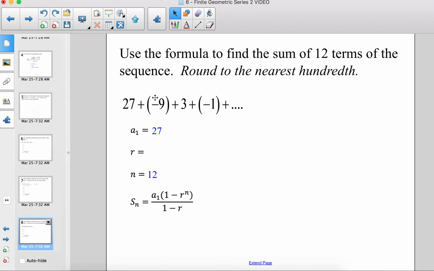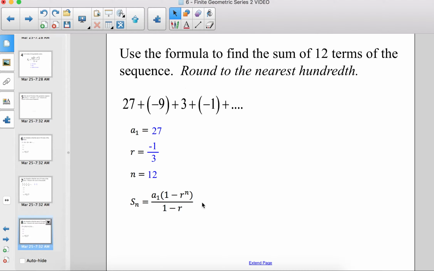If I go, how do you get from 27 to -9? Go backwards. -9 over 27, or 3 over -9. So they're getting smaller, so it makes sense, and my answer is going to be a fraction. 9 over 27 or 3 over 9 is a third. But notice they're alternating, so it's a negative, because you're either dividing a negative by a positive or a positive divided by a negative.